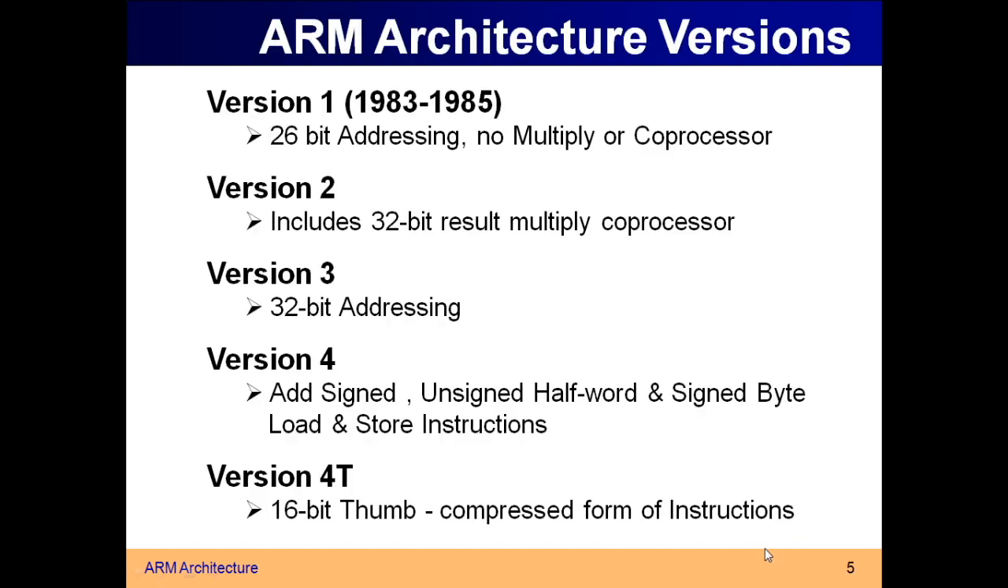Next we will see the versions of ARM. So these are the versions. The first version was developed in 83 to 85, and these are the special features of each version. In the first version, 26-bit addressing was only there. That means it can operate only on 26 bits of data or address, and there was no multiply or coprocessor instruction. So each version had its own significant features. You can go through that. I'll be sharing this PPT.